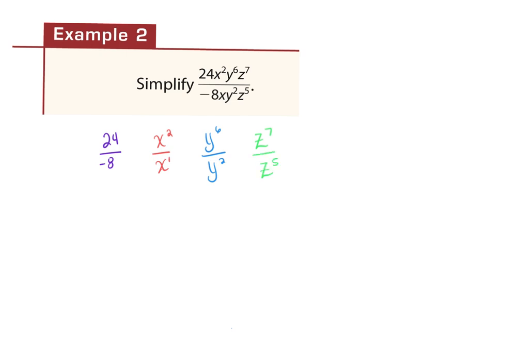When you're first learning how to do this, this is a good way to just break it up so you're not overwhelmed by what you're looking at, okay? And so then it's pretty simple. What is 24 divided by negative 8? Just negative 3. My rule tells me to subtract 2 minus 1. I have x to what power? The first power, yep. This tells me to subtract 6 minus 2. I have y to the 4th power. Z is 7 minus 5. I have z to the 2nd power. So don't let it overwhelm you. Take it a piece at a time and separate it out if you need to.